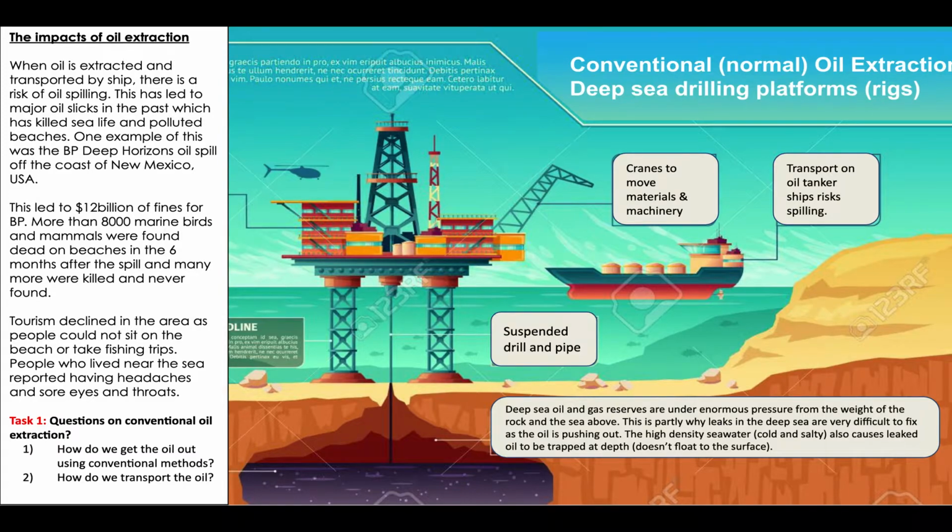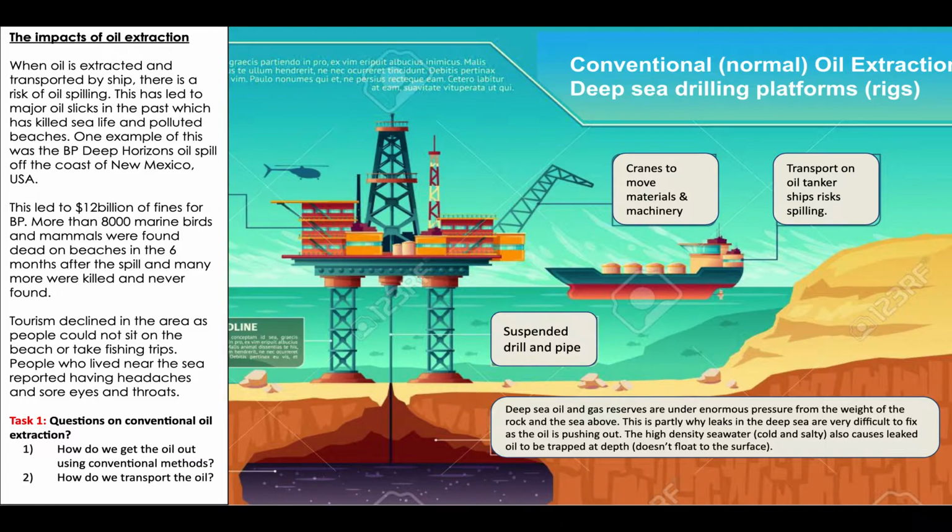More than 8,000 marine birds and mammals were found dead on the beaches in just 6 months after the oil spill. And many, many more creatures would have been killed by this oil spill, but never found or counted. Even tourism in the area declined because the beaches that are normally so beautiful in that part of the USA were washing up oil slicks onto the beaches. So nobody wanted to go and sunbathe or go fishing.